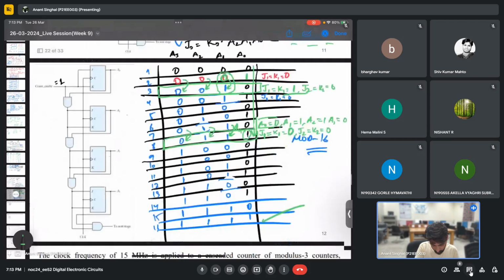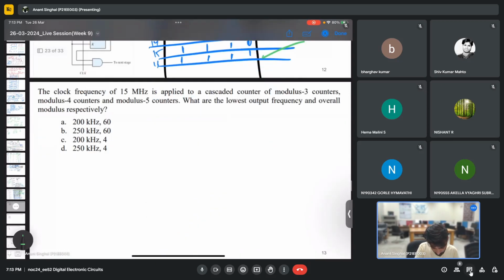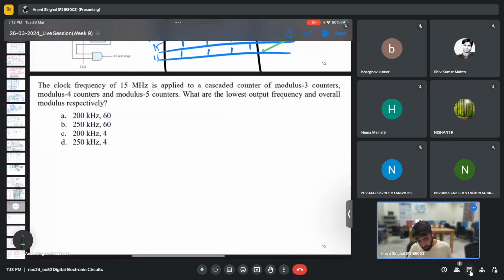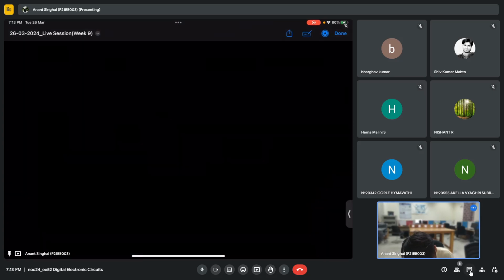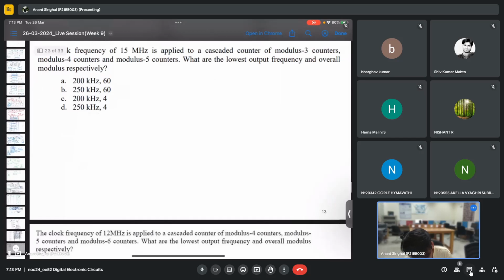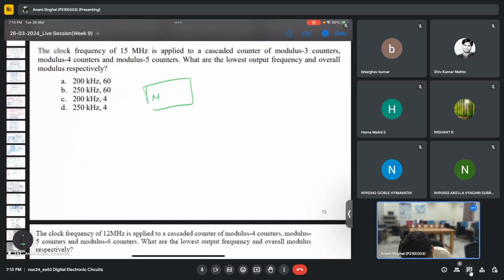So yeah, if this is clear, okay. Let's proceed to the next question now. It says the clock frequency of 15 megahertz is applied to a cascaded counter of mod 3, which is cascaded to mod 4, which is cascaded to mod 5.